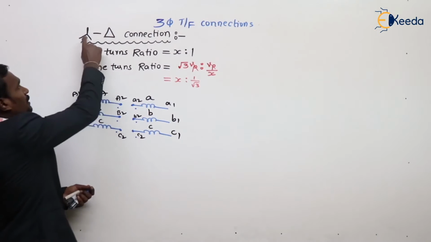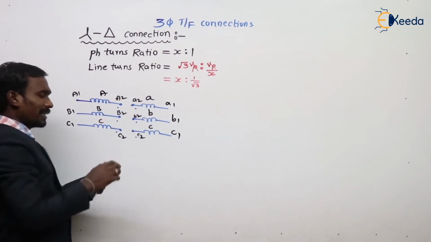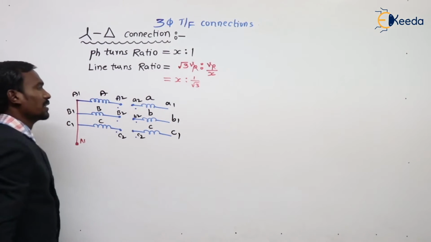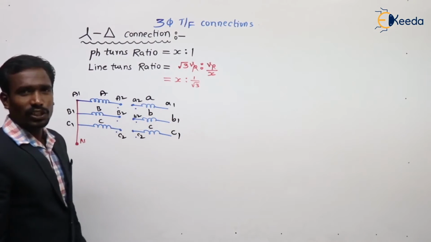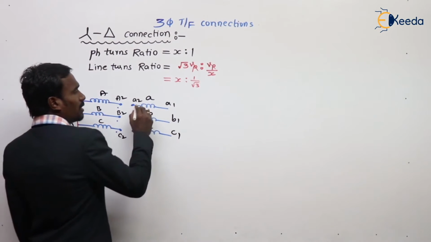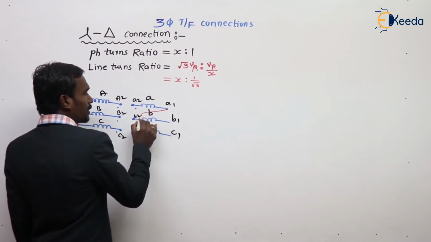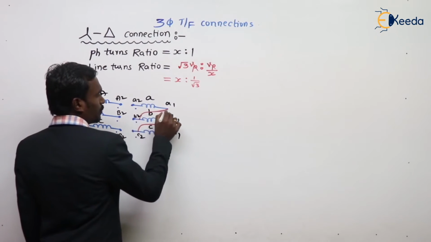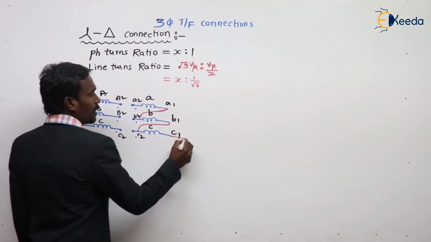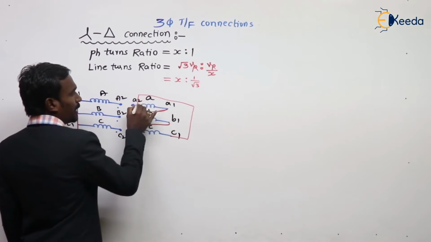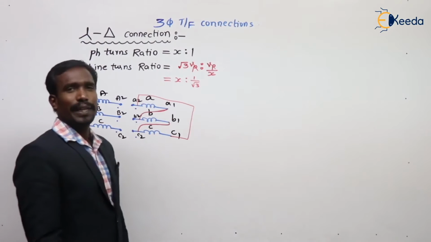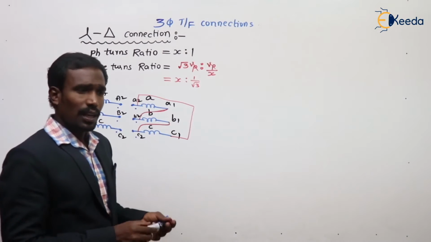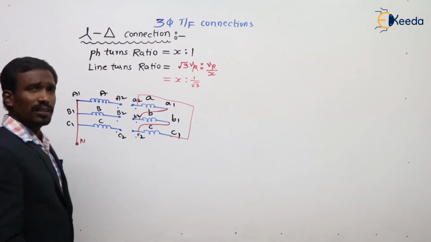Now let's go. This is a star connection and this is a delta connection. This is the standard star connection, and I am doing the delta connection. See here, this A1 is connected to B2, B1 is connected to C2, and C1 is connected to A2. This is the star and delta connection diagram. Right? Let's draw the arbitrary star.